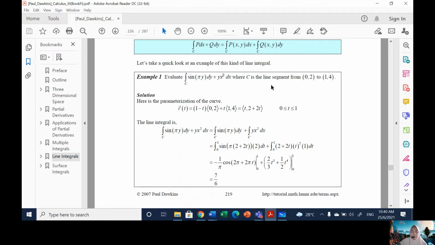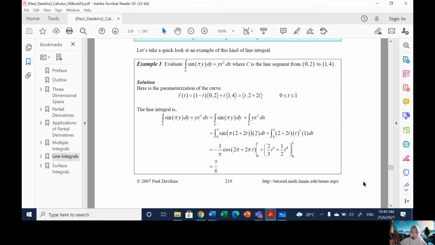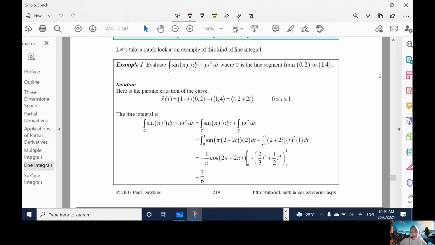Similar to what you have studied before, we begin by finding the parametric equation. Since this is a line segment, we refer to the guideline for the parametric equation. We find that r(t) equals (1 minus t) multiplied with the first coordinate plus t times the second coordinate. I hope you still remember how to find this. So we have 1 minus t times your point (0, 2), plus t times your second point (1, 4).